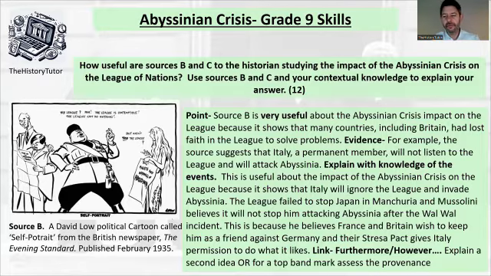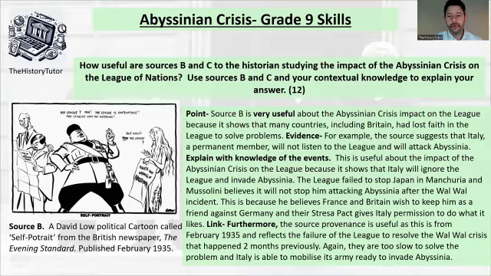Right, so here's what I've gone for with the provenance. Furthermore, the source provenance is useful as this is from February 1935 and reflects the failure of the League to solve the Wal Wal crisis, which happened 2 months previously. Again, they are slow to solve the problem, and Italy is able to mobilize its army ready to invade Abyssinia. Okay, so I've picked the date out that it's just after the Wal Wal incident. The League's done very little to solve it and hasn't been proactive. It's very slow, like it was in Manchuria.